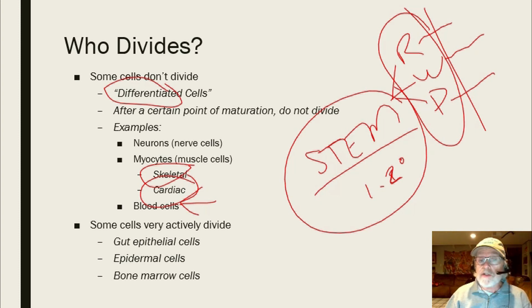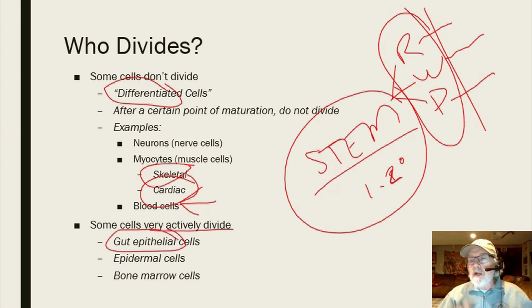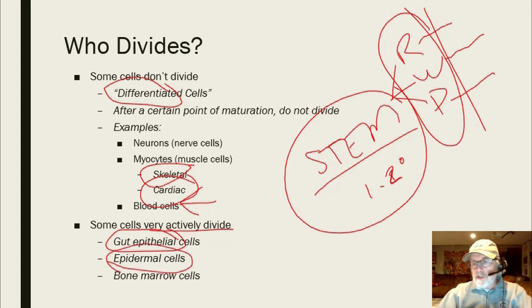On the other hand, some cells become very actively dividers, such as the gut epithelial cells, so the cells that line my esophagus and the intestines and my stomach and all those things. Those cells are replacing over and over very fast. Also, epidermal cells. We're constantly shedding cells from the outside, and the basement layer, or the bottommost layer where the epidermis starts, these cells are dividing to be able to replace what we're losing on a daily basis.